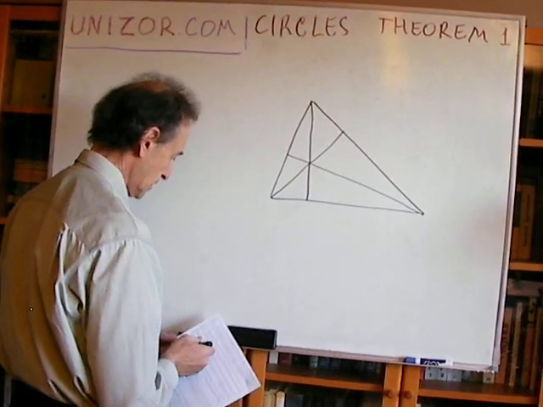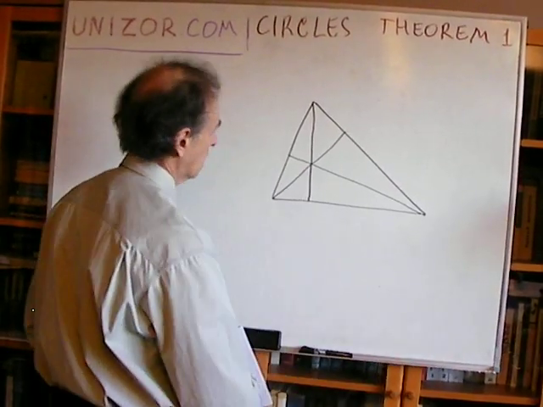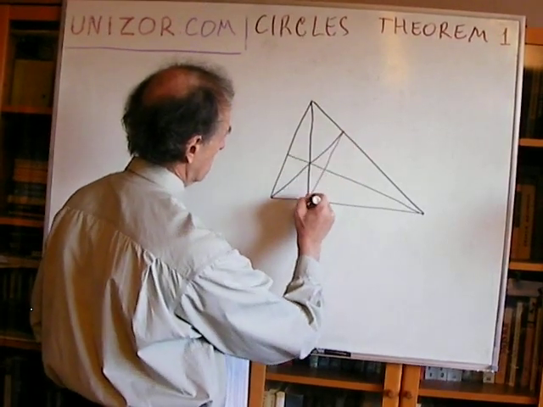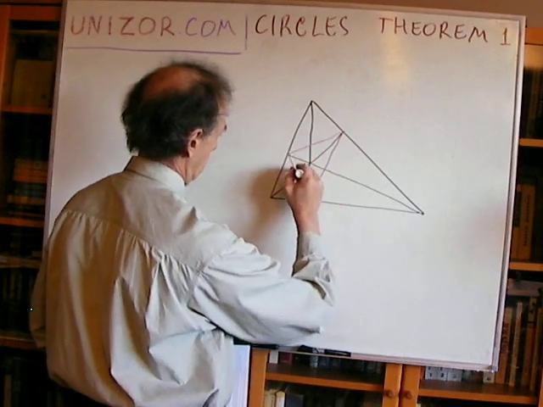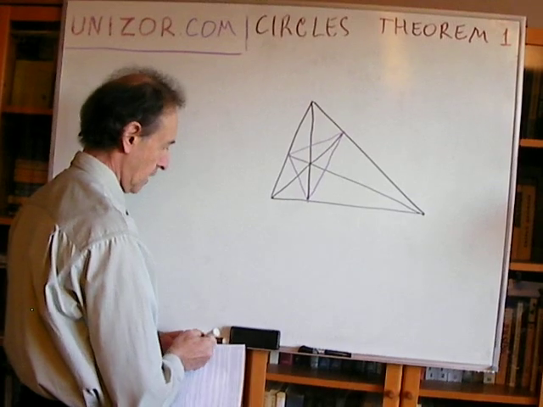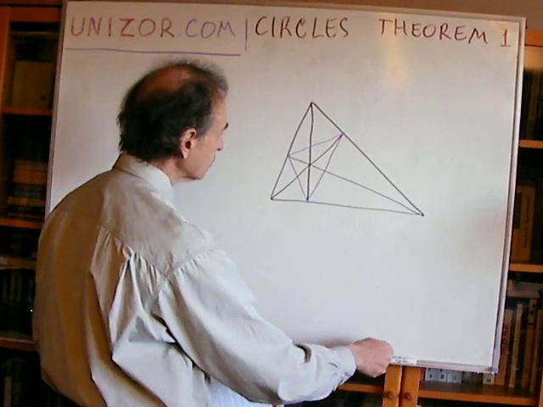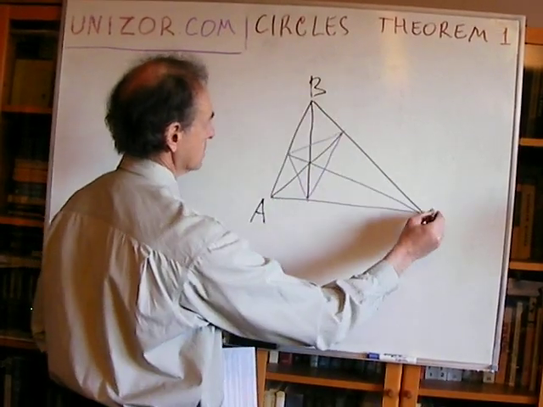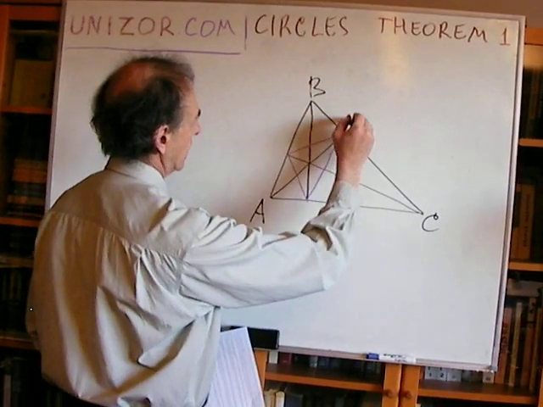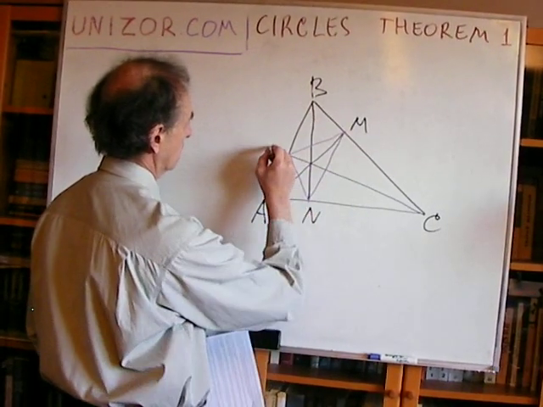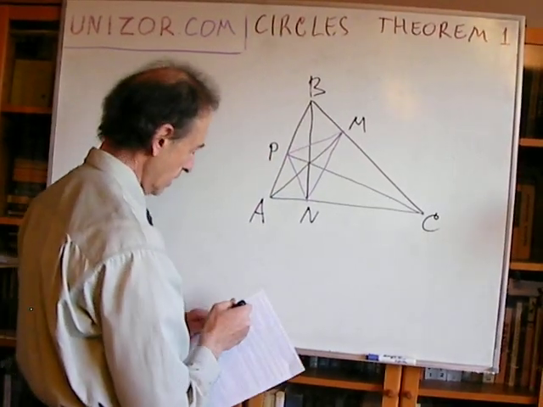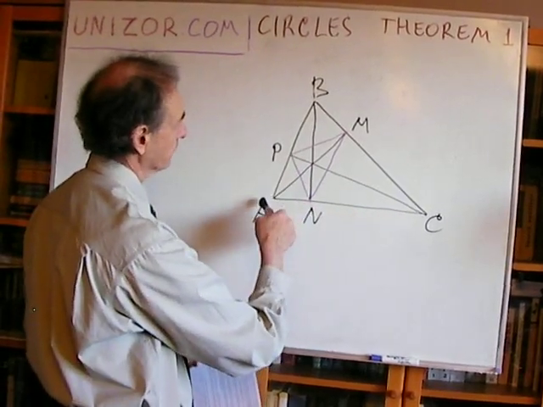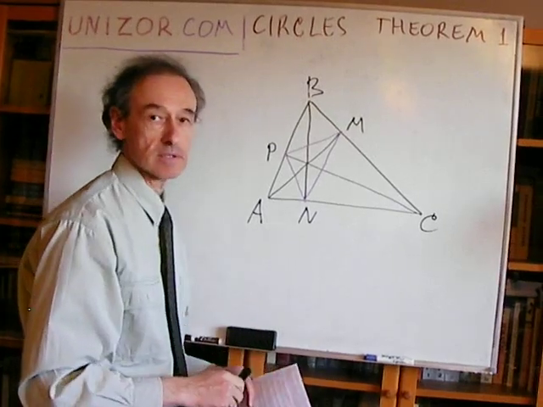Now, here is the question. What happens if I connect the bases? These altitudes. The theorem states that in this new triangle, let me put letters on it, triangle ABC, bases are M and P. So in the new triangle M and P, the old altitudes will be angle bisectors.